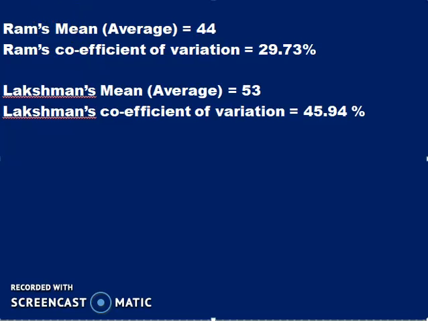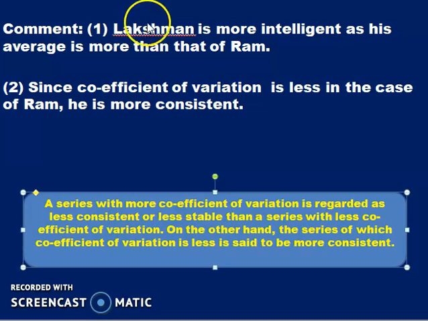So the two answers we had found from the question are correct. Comment 1: Lakshman is more intelligent as his average is more than that of Ram, and since the coefficient of variation is less in the case of Ram, he is more consistent. So how to find consistency is written here as a note. A series with more coefficient of variation is regarded as less consistent or less stable than a series with less coefficient of variation. On the other hand, the series of which the coefficient of variation is less is said to be more consistent.